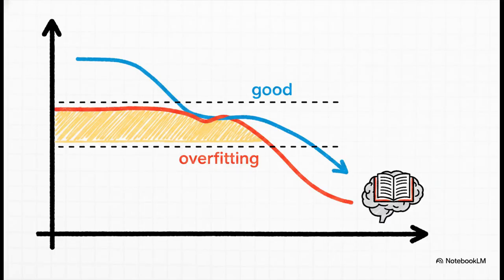As your model is training, you need to keep an eye on one key number, the training loss. It basically tells you how well the model is learning. You want to see it drop steadily into a nice range, somewhere between 0.5 and 1.0.